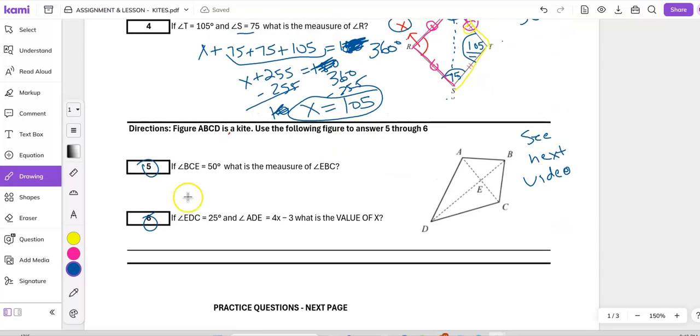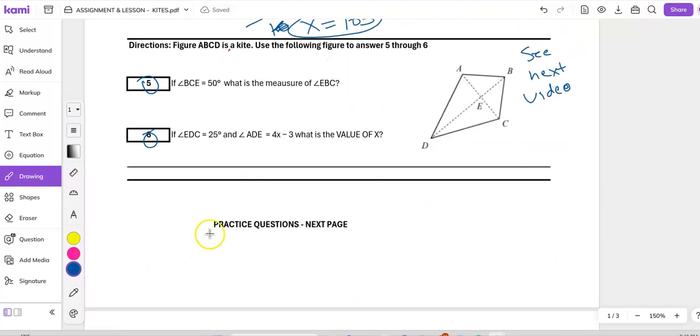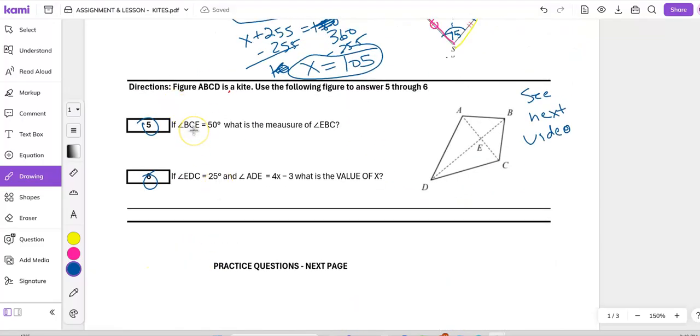Okay, so now we are going to do questions 1 and 5. In the last video we did questions 1 through 4. So now let's do question 5. Okay, so ABCD is a kite, and we're going to use this kite to answer the following questions.